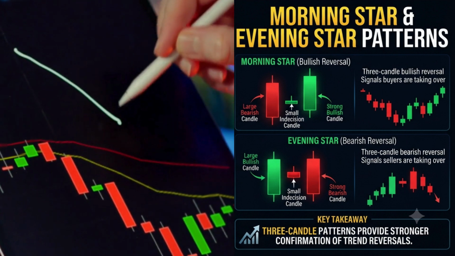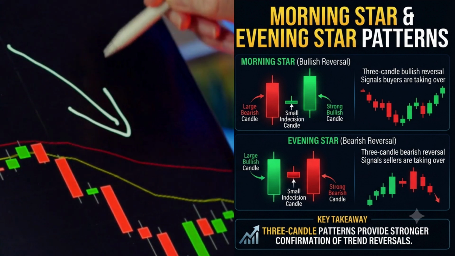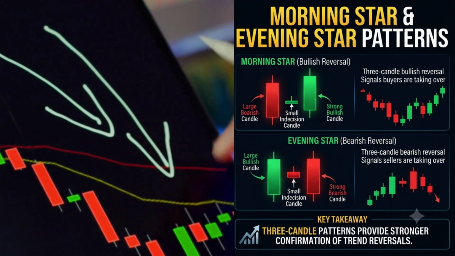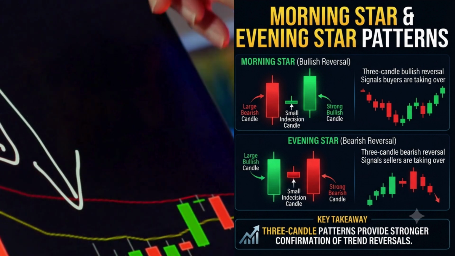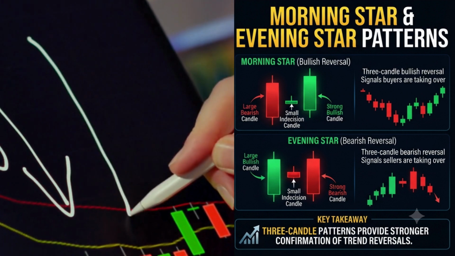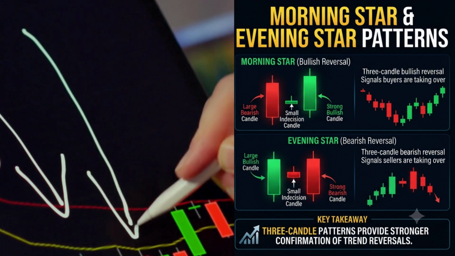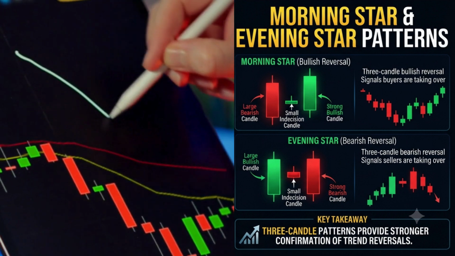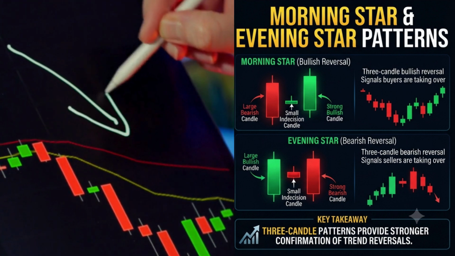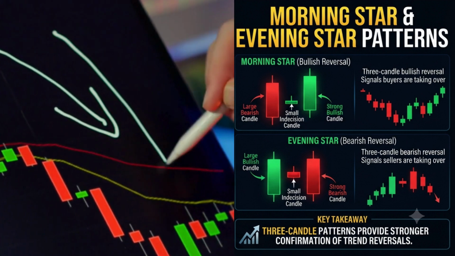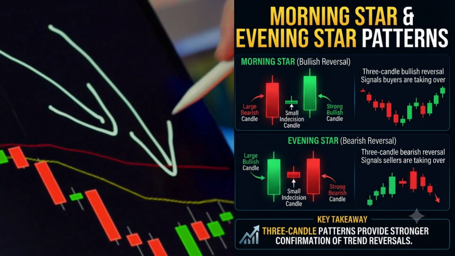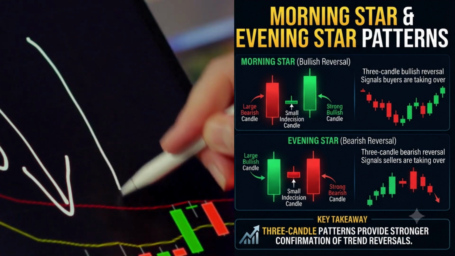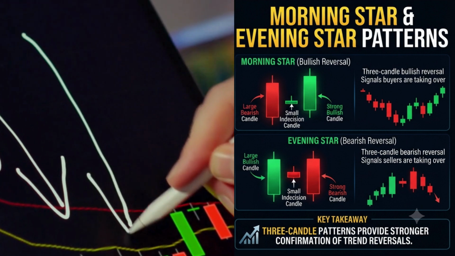Morning star and evening star. These are 3 candle reversal patterns that beginners should definitely know. A morning star appears after a downtrend. It consists of a large bearish candle, a small candle showing indecision, and a strong bullish candle. This pattern tells a clear story. First, sellers dominate. Then momentum slows. Finally, buyers step in aggressively and reverse the trend.